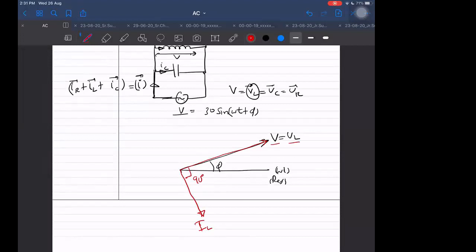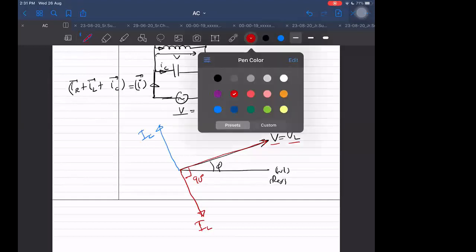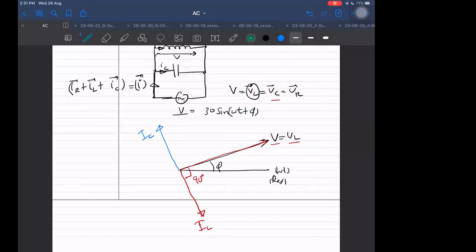What about IC? IC will be leading, sorry. How much will IC be leading? 90 degrees. This side is IC. And what about IR? IR will be in the same direction. This is IR. What will be the resultant then? Then I can take one here. IC, I'm assuming more. Then IC minus IL will be this. And the resultant will become this, the net I.